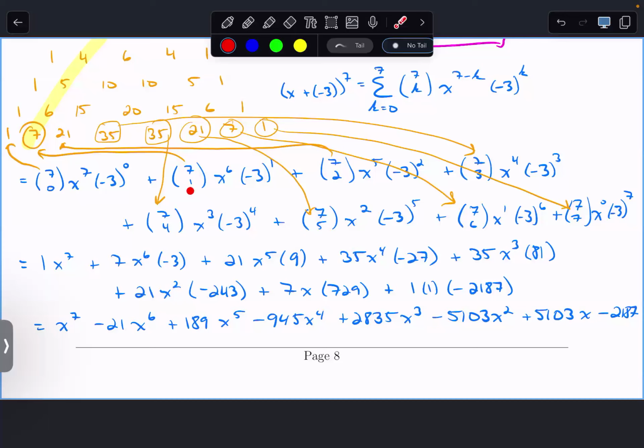7 choose 1, x to the 6, right? 7 minus 1, -3 to the 1. So it just kind of shifts it over. Then k equals 2, then k equals 3, then k equals 4, then k equals 5, 6, and then 7. And then you can simplify these, but I think I made it so that you don't have to simplify it. So as long as you just write it out, that's enough.